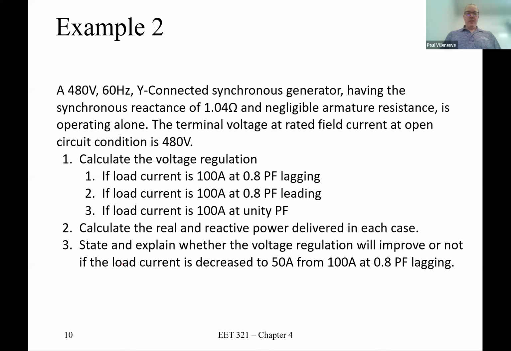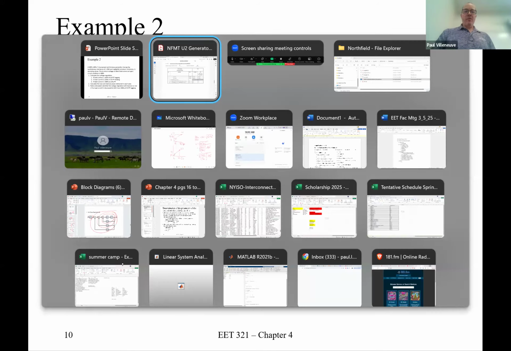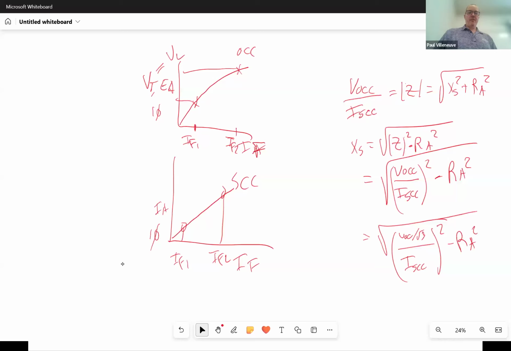So let's go ahead and go over to the whiteboard and draw our circuit. Oops, come on, wake up. Can you not wake up?